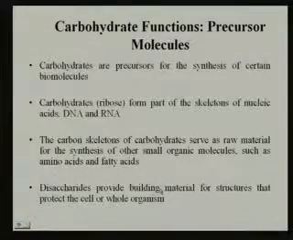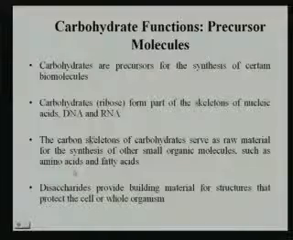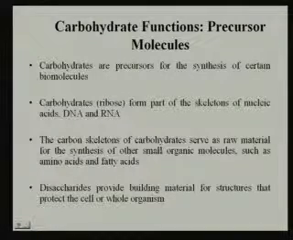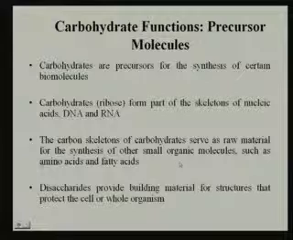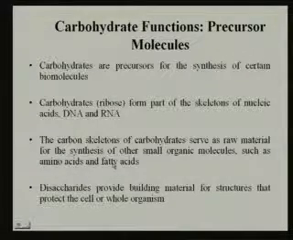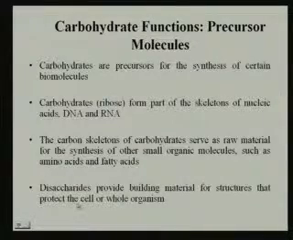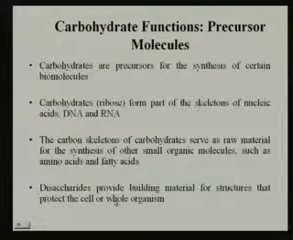Now, if we see carbohydrate as a precursor molecule, then we can find that ribose or deoxyribose are the basic skeletal structure for DNA and RNA. The carbon skeleton of carbohydrate serves as the raw material for the synthesis of other small organic molecules such as amino acids and fatty acids. Disaccharides provide the building material for structure and protect the cell or whole organisms also.